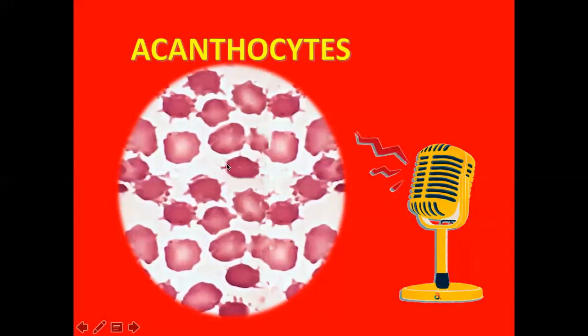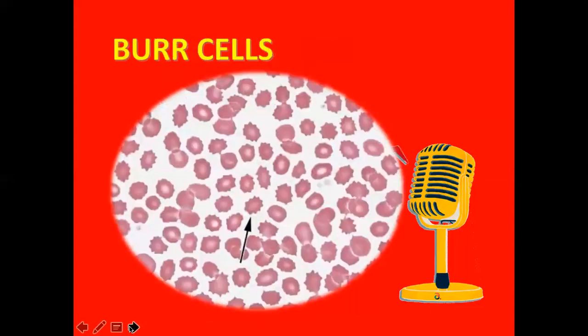conditions such as end-stage liver disease, or it is also associated with an enzyme deficiency known as PK or pyruvate kinase deficiency. Another is that it can also be associated with the condition known as congenital abetalipoproteinemia or the Bassen-Kornzweig syndrome. So those are acanthocytes.